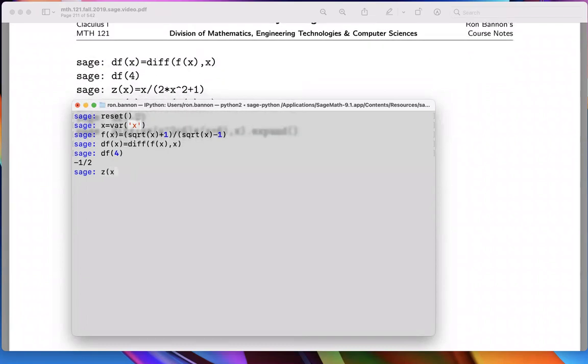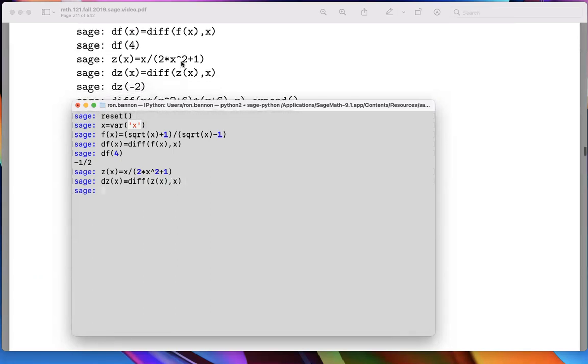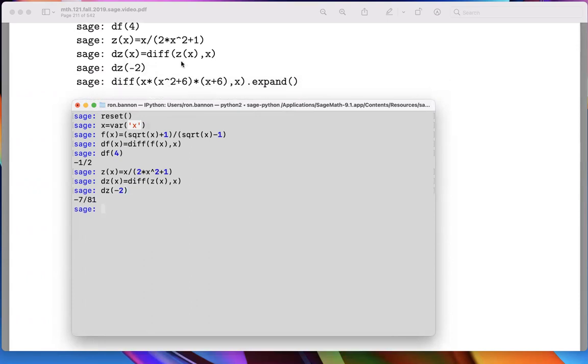And I guess now let's take a look at this one over here. z of x is equal to x divided by 2 star x squared plus 1. I'm just simply copying. dz of x is equal to the derivative of z of x with respect to x. Let's keep going. dz, I'll look back over the notes later, of minus 2. It gives me a number.